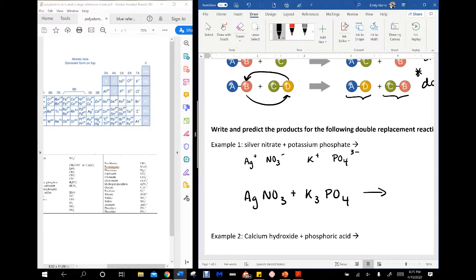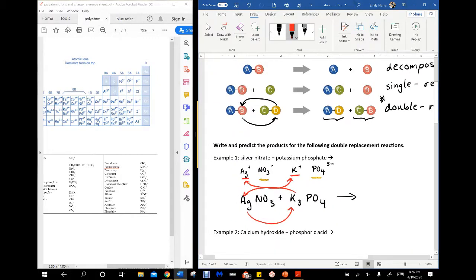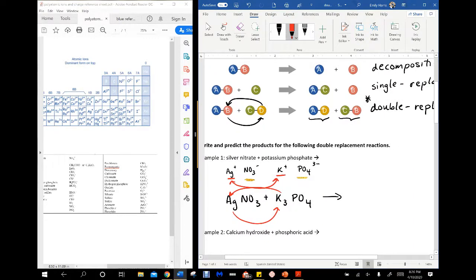Now, because they're ions, we can swap places. We can either swap the 2 positive ions, or we can swap the negative ions. To be consistent, for our purposes we're just going to swap the 2 cations. So what this means is silver and potassium are going to swap places. Now potassium will come over and be with nitrate, and silver will come over and be with phosphate.